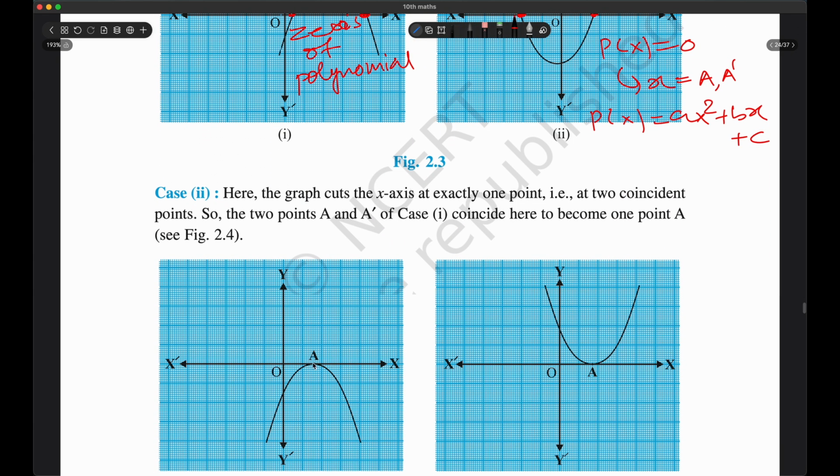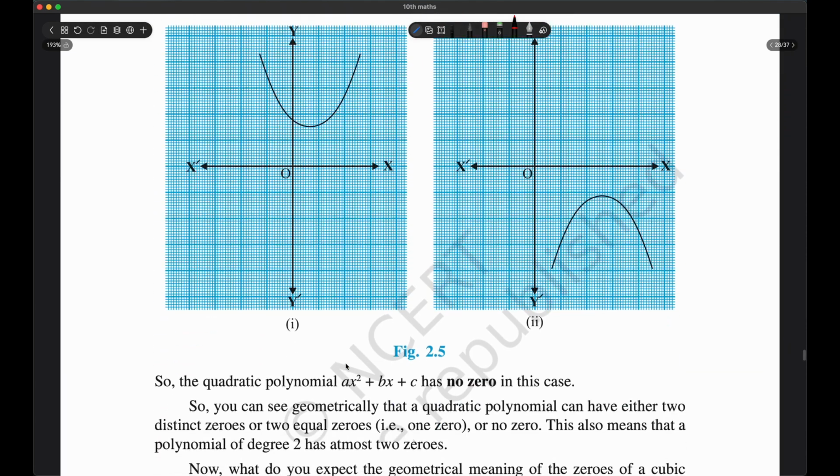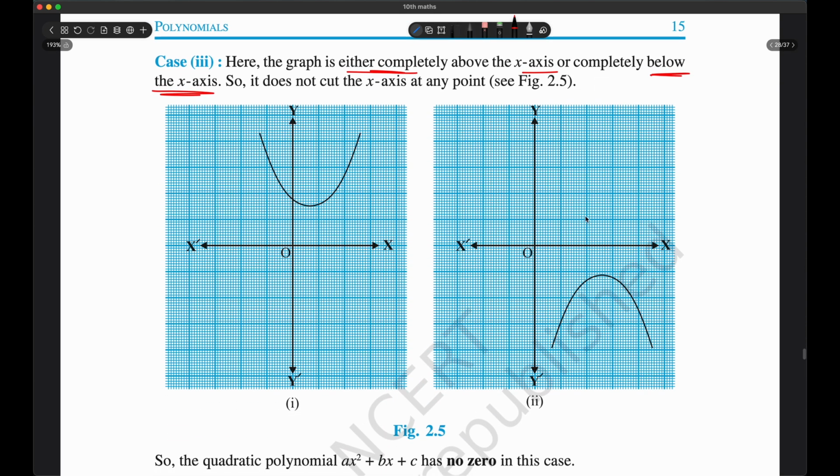Case 2, where it intersects at only one point and has only one zero of the polynomial. A and A dash, that is, the two zeros coincide at the x-axis. And case 3, that is, the curve is either completely above the x-axis or completely below the x-axis, and it has no zeros of the polynomial.